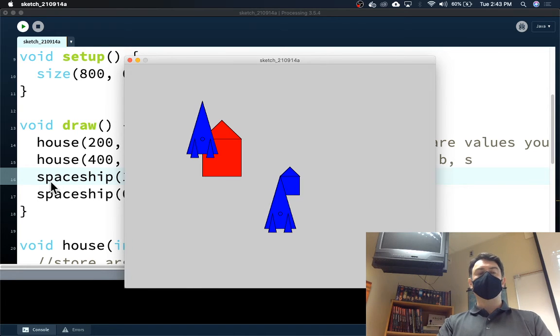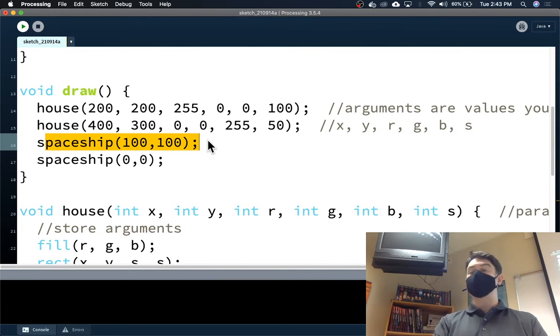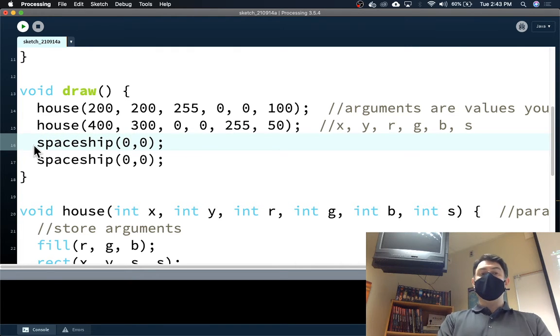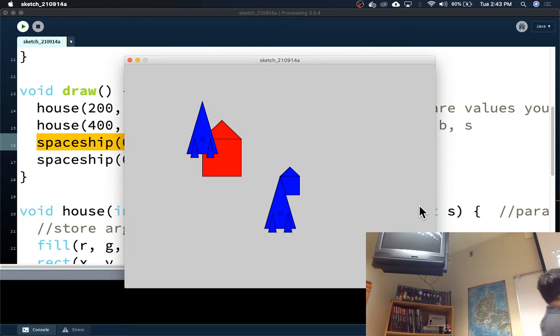So check it out, folks. Translates stack on top of each other. The first time we call spaceship here, the numbers don't matter, by the way. Let's just leave them as 0, 0. They don't matter yet, anyways. The first time we call it, we translate to 200, 200. So the first spaceship is this one. The second time we call spaceship, we translate to 200, 200 again, which is now here. Oh, they stack on top of each other.